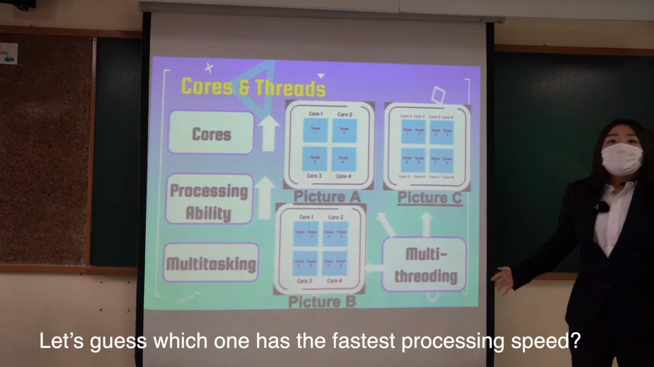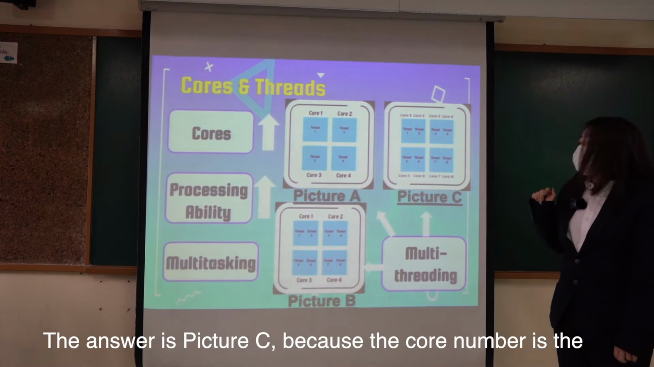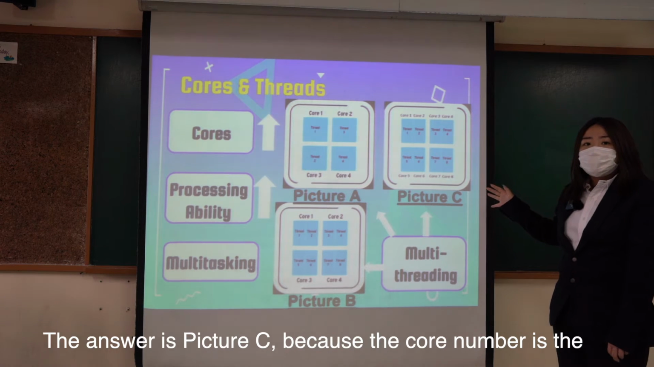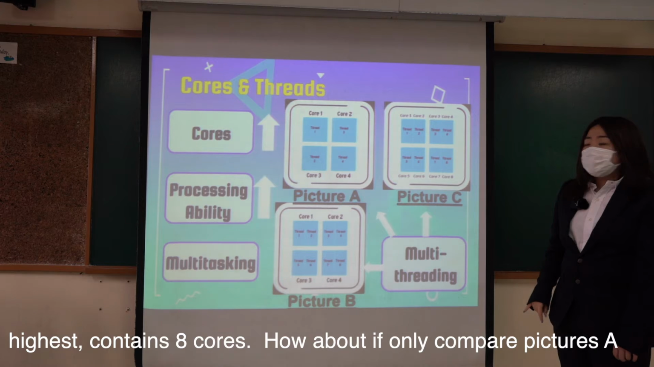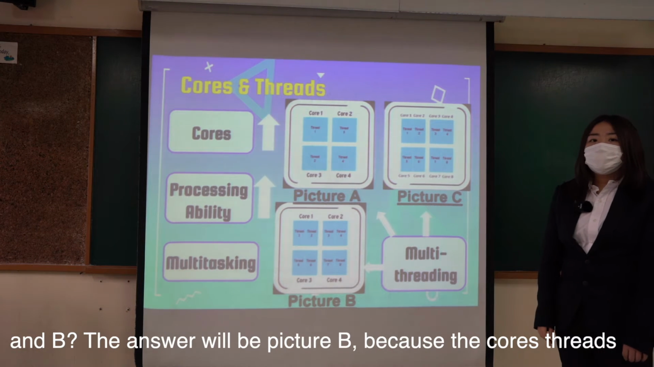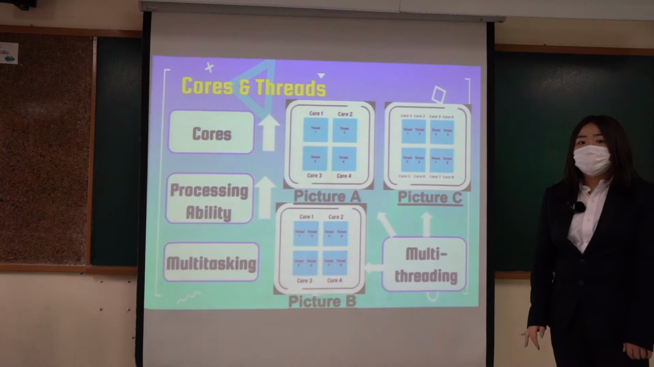Let's guess, which one has the fastest processing speed? The answer is picture C, because the core number is the highest, containing 8 cores. How about if we only compare picture A and B? The answer will be picture B, because the thread number is higher than picture A, although they have the same number of cores.